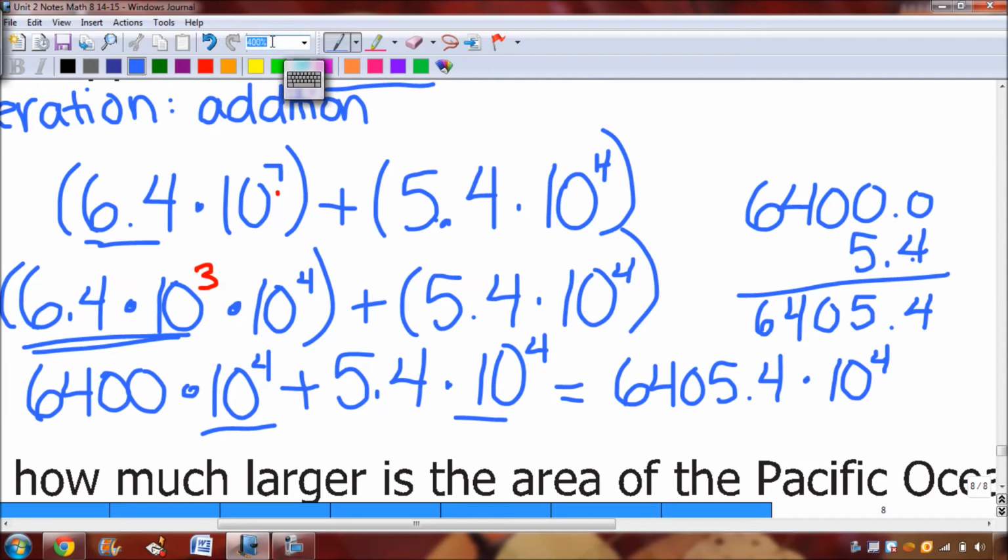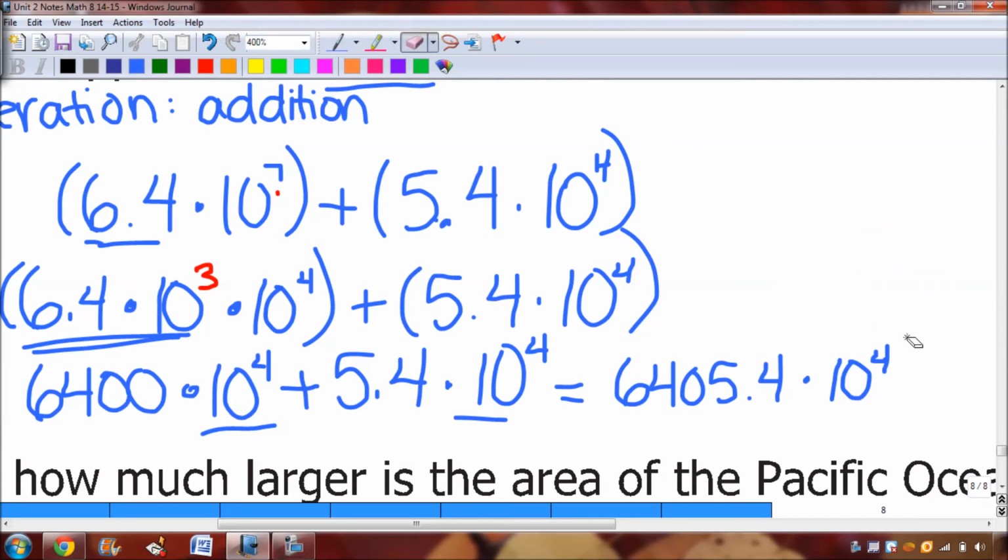Okay, but when I do this, I don't want you to erase your work. I want you to keep it. I'm just erasing it because I'm running out of room, okay? When I do this, this number is not between 1 and 10, right?